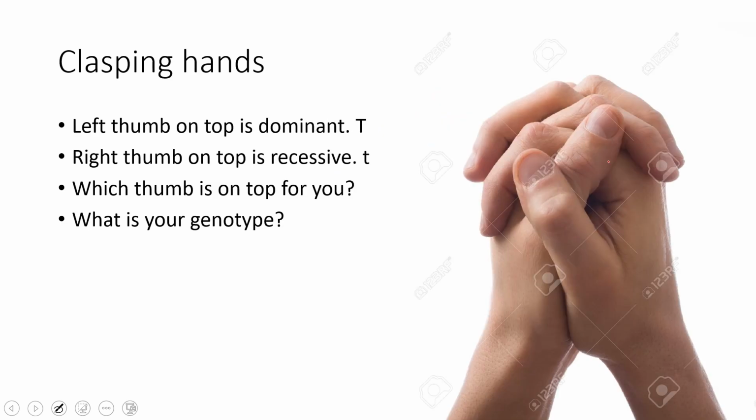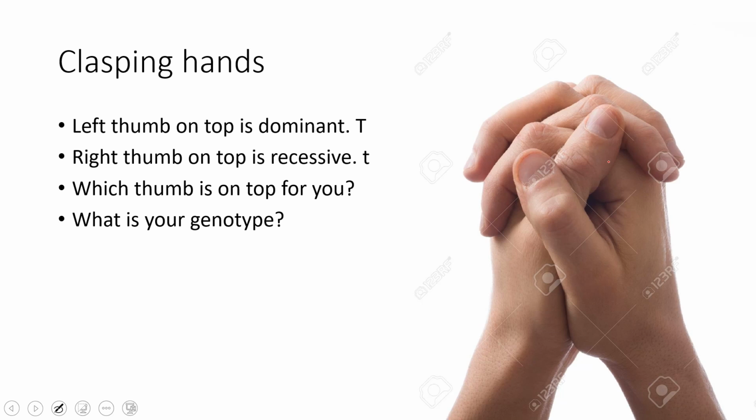This, again, is going to have some environmental components to it. What I want you to do is, without thinking about it, just clasp your hands like you see in the picture. When you put your hands together, one of the thumbs ends up being on top. The left thumb being on top is dominant. The right thumb being on top is the recessive condition. What they ask you next is, you personally, which thumb is on top for you?